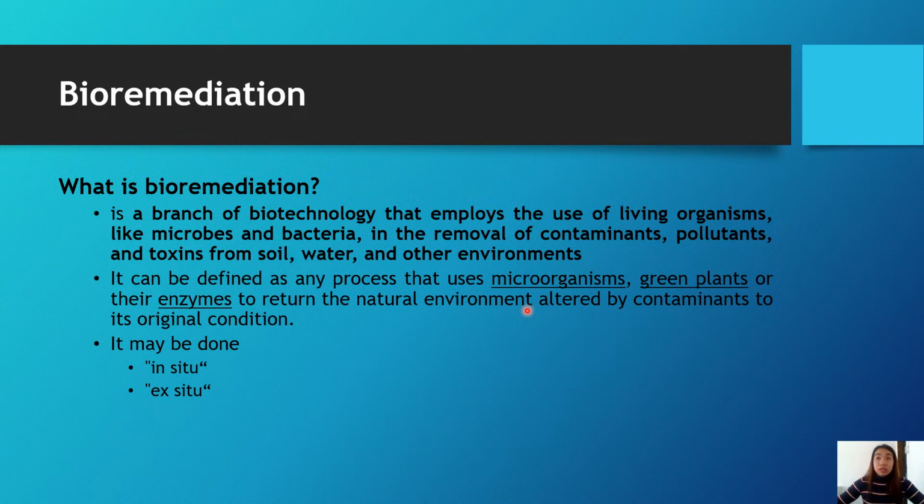Also, green plants, for example watercress. That is why, after knowing that watercress is very efficient in absorbing contaminants, I have reduced my eating of watercress. And also enzymes can be produced by either microorganisms or plants. And this can also be inoculated, so that you can introduce it into a contaminated condition.